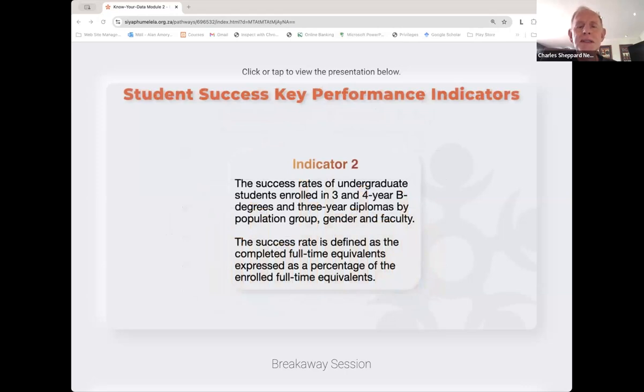The second one is the success rates of undergraduate students enrolled in 3 and 4 year B degrees and 3 year diplomas by population group and gender, and you can also add faculty. The success rate is defined as the completed full-time equivalence expressed as a percentage of the enrolled full-time equivalence. So what is the difference? I think you all know what a success rate is. It, in a sense, tells you what percentage of the credits that the student was enrolled for the student passed. So it also gives a sense of how far students have progressed in completing a qualification.